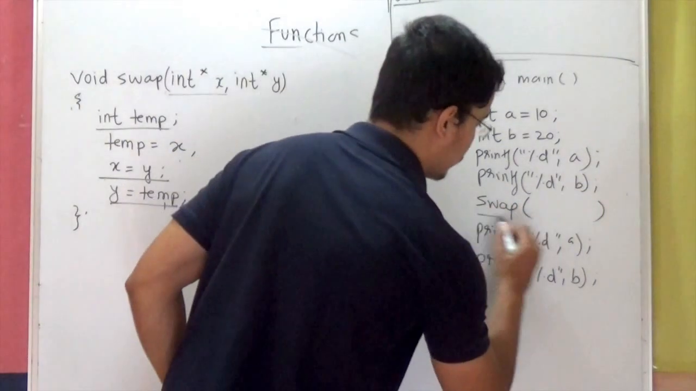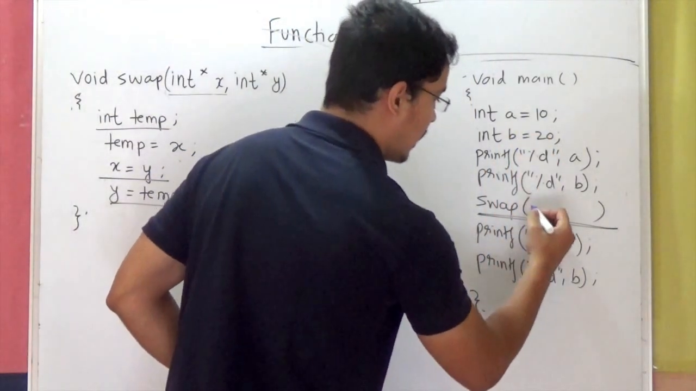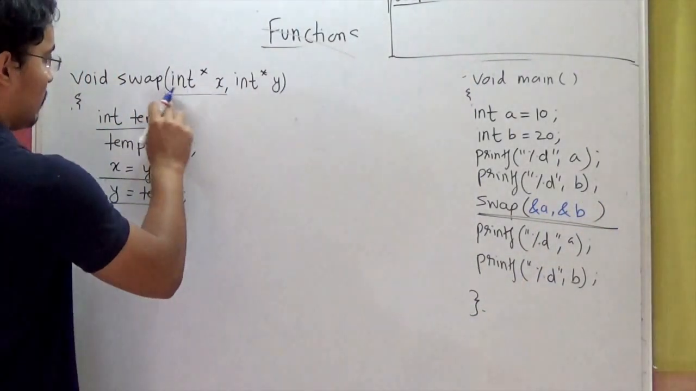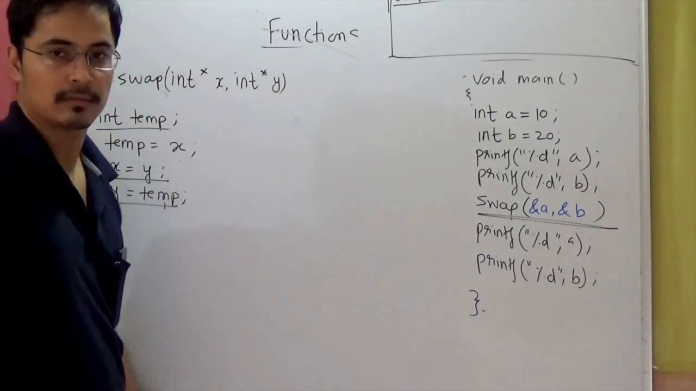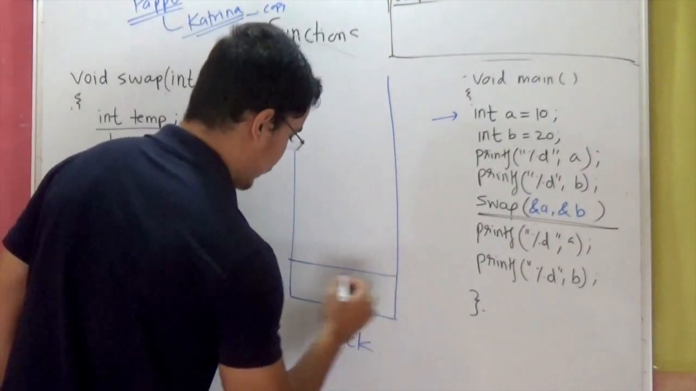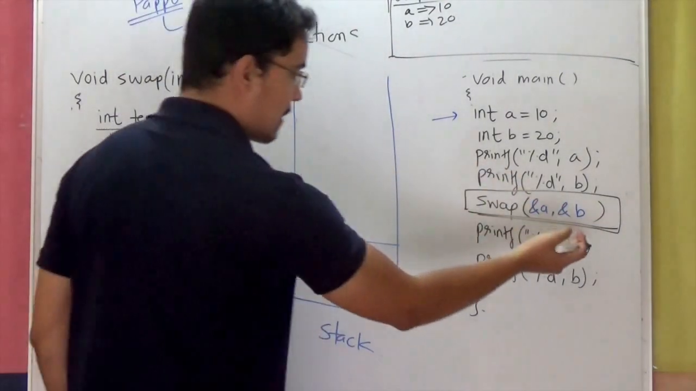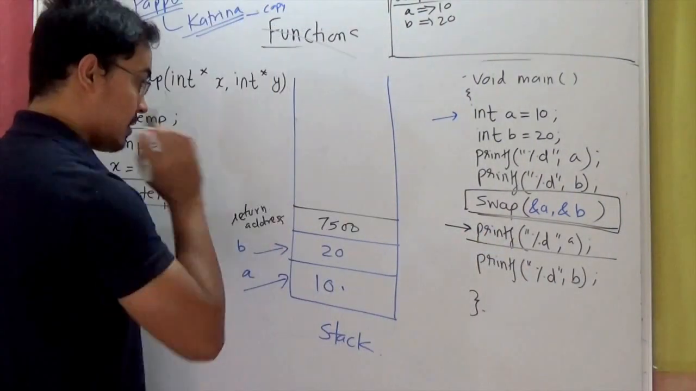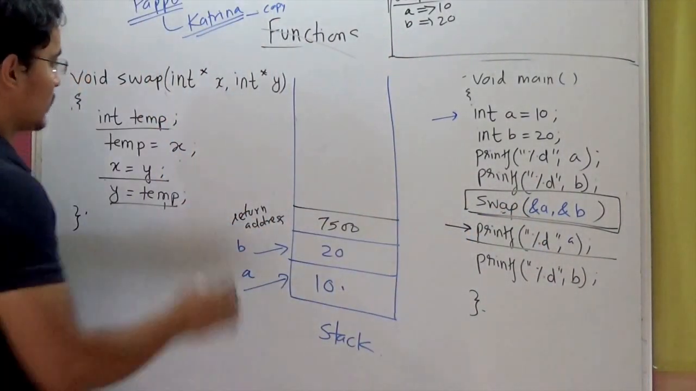So in the call, when I'm calling the swap function, instead of passing a and b, I will pass address of a and address of b, because my swap function requires two parameters which are addresses of integers. Look at this declaration. So this is my call. Integer a equal to 10, we'll create it on stack. Next, we are making a call to swap. Before we can pass the execution control to the called function, we'll store the return address of this next statement. Now we can pass on the execution control to the called function swap.